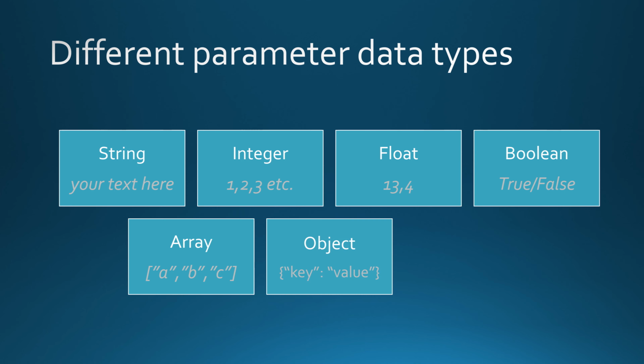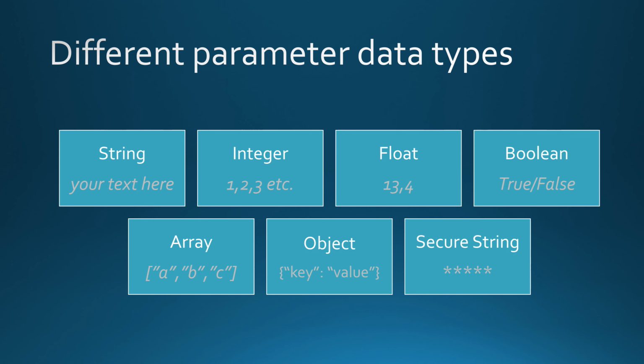Then we have object type parameters, so you can pass down some object values as parameters. And if you're familiar with JSON objects, this basically means passing down JSON as parameter. And lastly, we have secure string parameter that will actually mask your values that you input to that parameter.